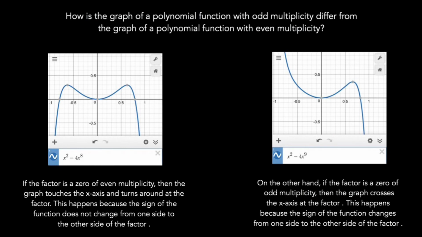If the factor is a zero of even multiplicity, then the graph touches the x-axis and turns around at that factor. This happens because the sign of the function does not change from one side to the other side of the factor. On the other hand, if the factor is a zero of odd multiplicity, then the graph crosses the x-axis at the factor. This happens because the sign of the function changes from one side to the other side of the factor.